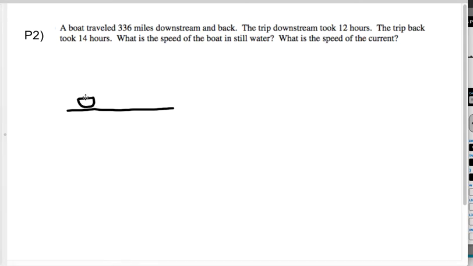All of my boats are sailboats. I know that that's not how boats work, so don't judge me too hard. Okay, so we're going to assume that the river's going this way. River going this way. Okay, so this is downriver.